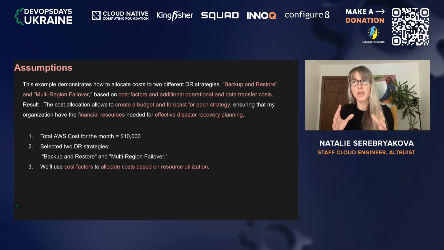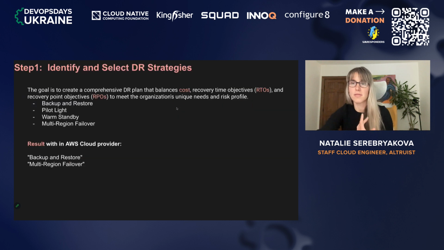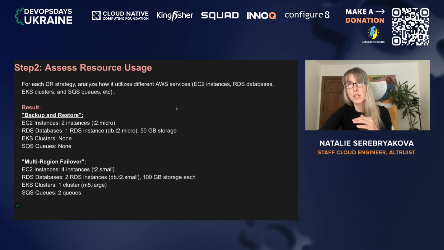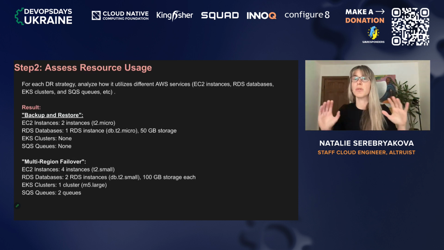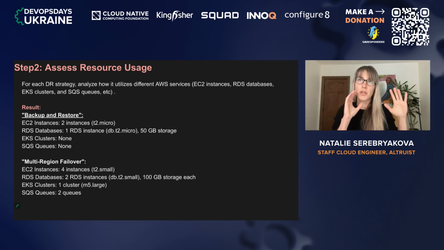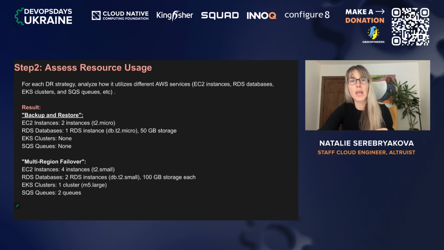I assume that my total cost of the month is $10,000, and let's see what I can allocate in 10 or fewer steps. So first, as I already identified my strategy, I decided on my resources. So I'm trying to pick between two strategies. So I did estimation for my resources, which is certain compute, certain storage, and I decided on some SQS queues.